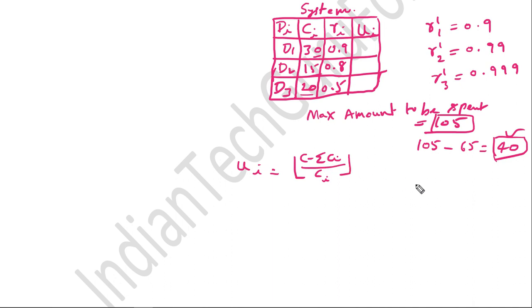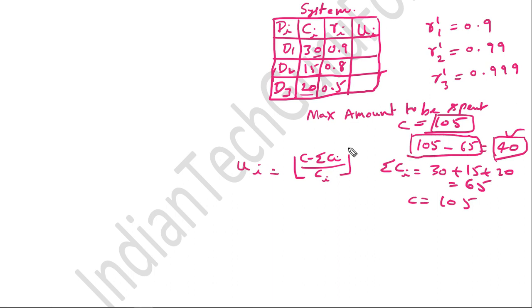So we know the sigma Ci value. Sigma Ci is nothing but the cost of all the individual devices, 30 plus 15 plus 20, that is equal to 65. And the maximum amount to be spent, capital C value, is given as 105. So we have already calculated this particular value, C minus sigma Ci. What is that value? 40.